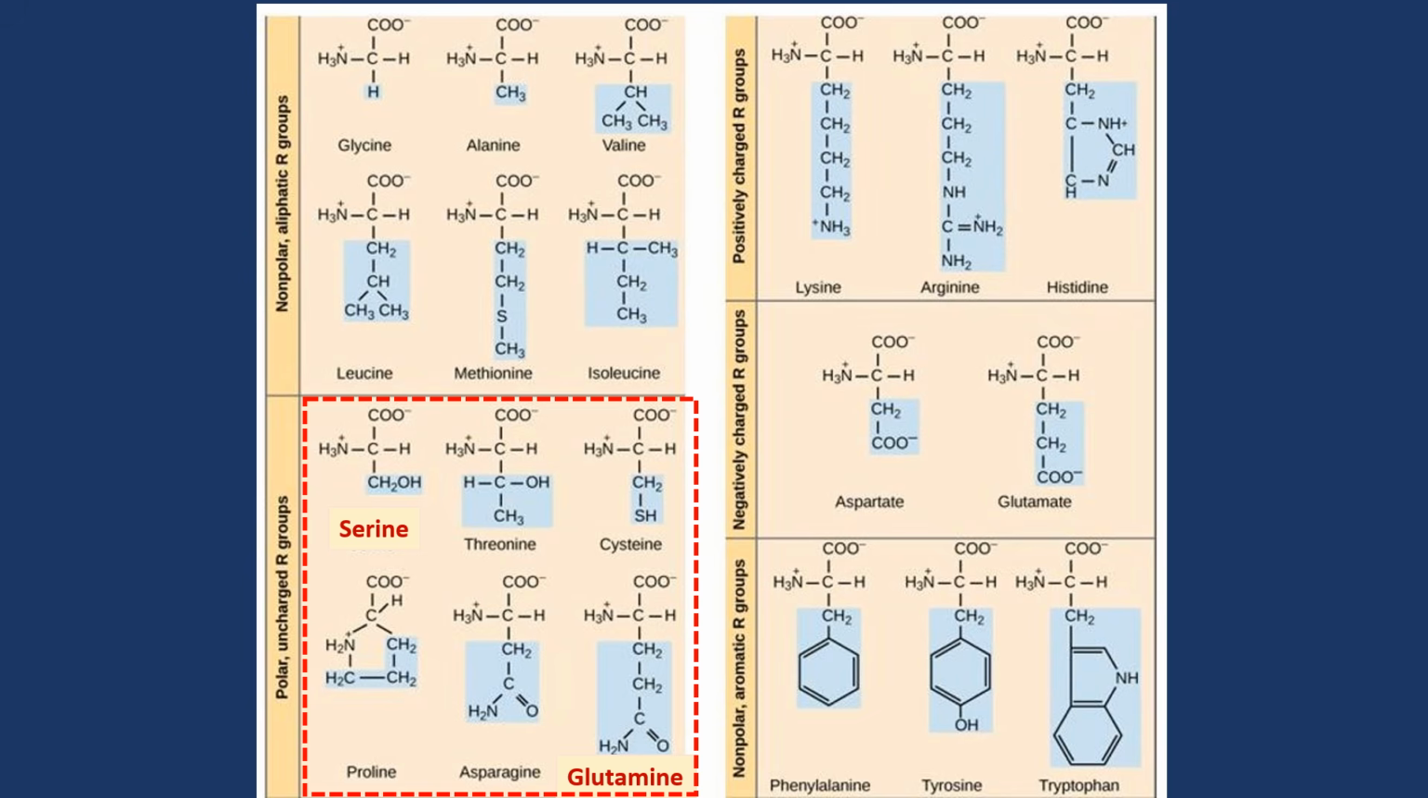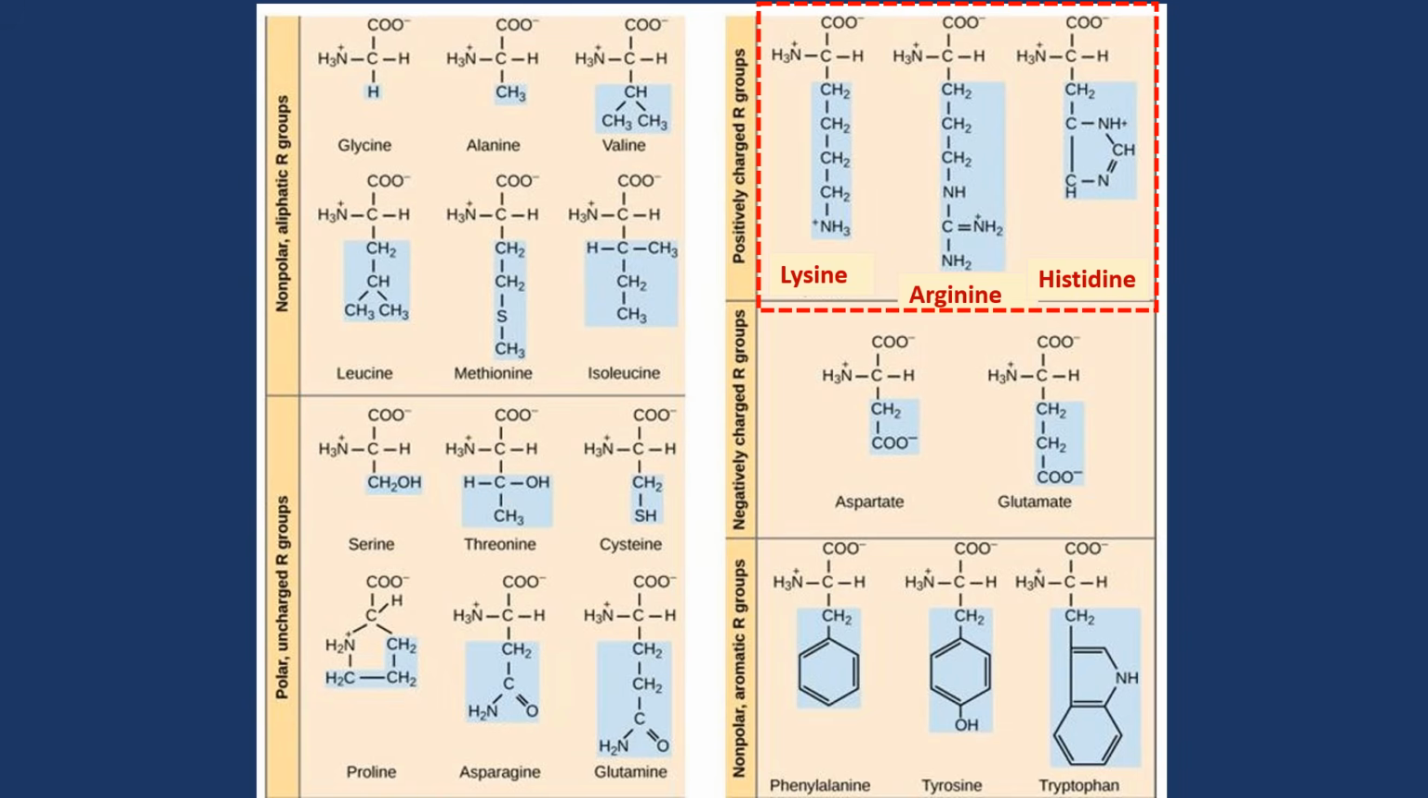The presence of atoms like oxygen pulls electrons, creating polarity. Look at positively charged R groups. These include lysine, arginine, and histidine, which have a positive charge due to the presence of extra hydrogen atoms. These side chains are ionic, meaning they interact with other charged molecules.